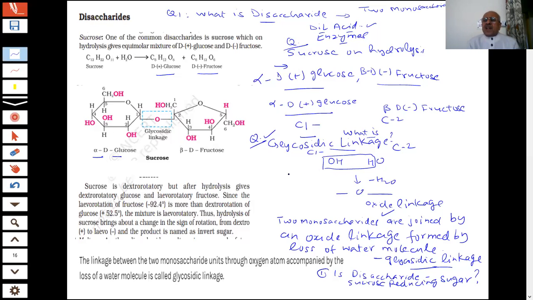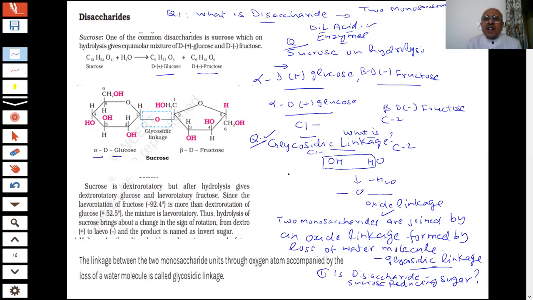The sucrose is an example of a disaccharide. Student, sucrose is made from two units of monosaccharides. One is D plus glucose, other is D minus fructose. This question has been asked in the paper. Then on hydrolysis, write the products of the sucrose.